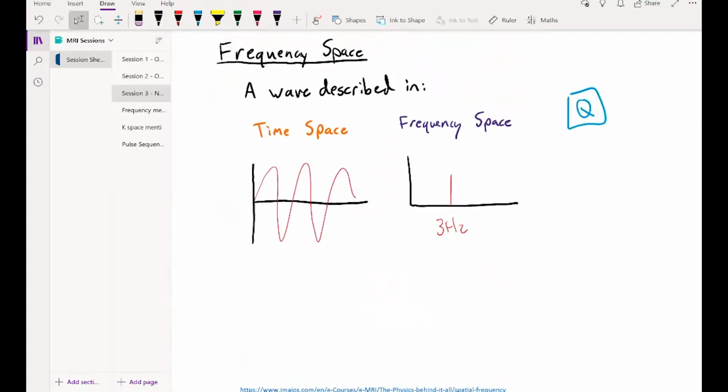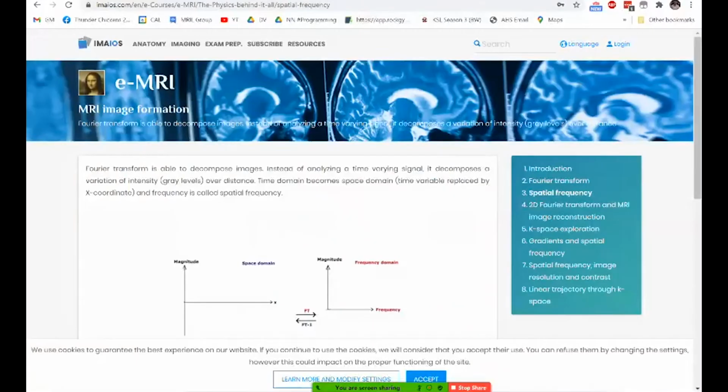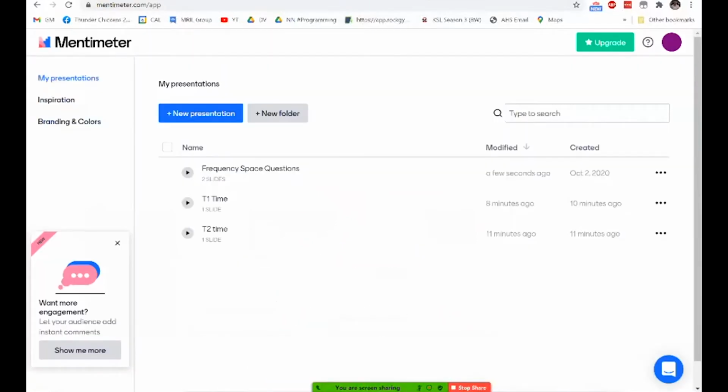All right, so we have a bit of practice for understanding how signals are represented in frequency space. I'm going to try using Menti for anybody who has a phone or is watching this on their computer. I guess I'll just bring this up on my tablet. So actually, I'll go back for a second.